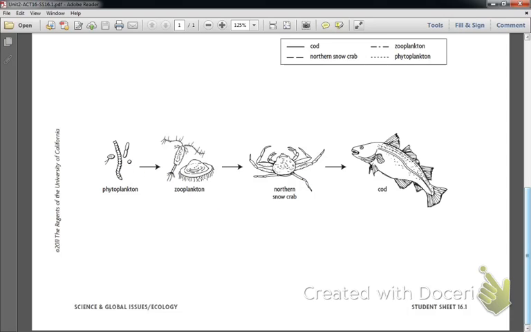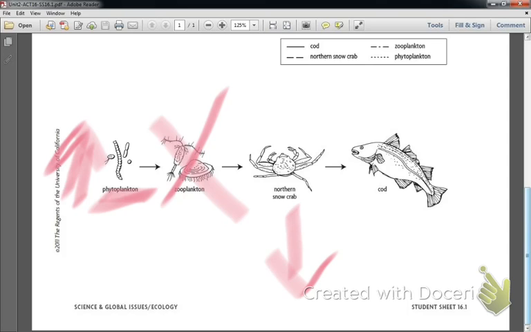Didn't you already tell me this idea? That if I kill off the zooplankton, what happens to the phytoplankton? They're going to increase. Does it do that on the graph? And the cod goes down because they don't have anything to eat. What does the northern crab do? They're going to decrease. Okay?